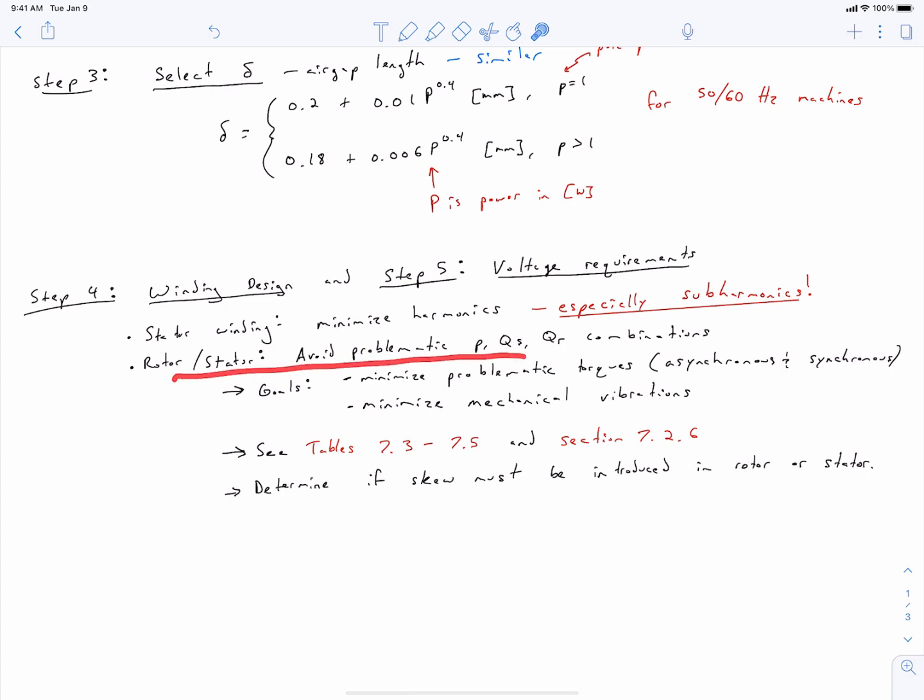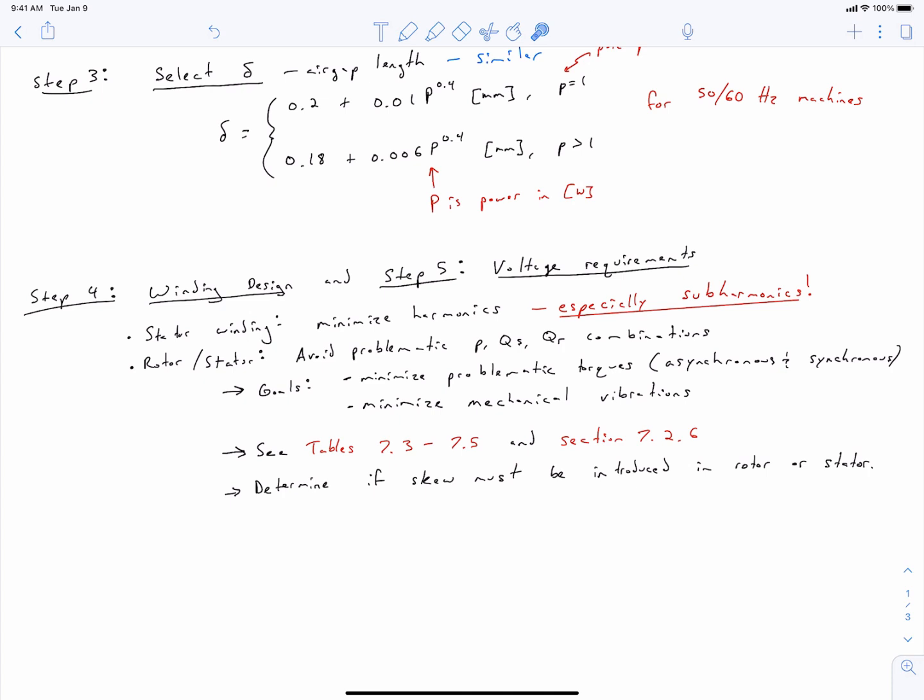Next, the combination of number of pole pairs, number of stator slots, and the number of rotor slots must be carefully considered. Certain combinations of these values are known to produce problematic torques. These are the asynchronous and synchronous torques that we talked about previously. And certain combinations are known to cause problematic mechanical vibrations that can make your motor very loud. It can also cause you to have structural integrity issues in the motor.